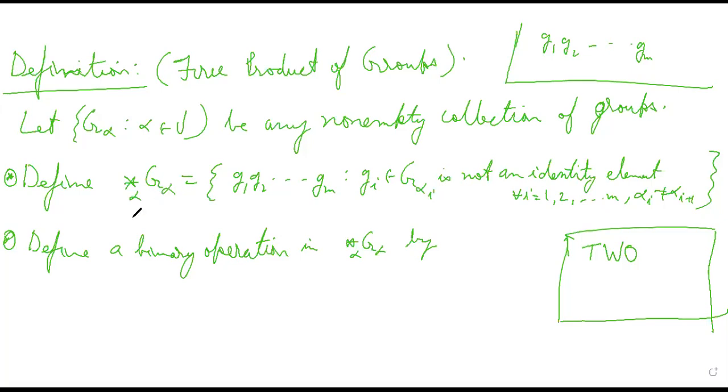So elements of this will be of this form: G1, G2, and so on Gm, right? And another element we can take: H1, H2, and so on Hn. There is no comma, right? So there is no comma. So H1, H2, and so on Hn.